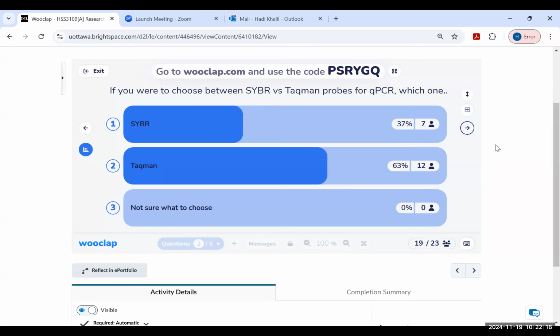Okay. So SYBR and TaqMan are both good. You have to evaluate if they are expensive. If you go to TaqMan, you have to also evaluate that TaqMan is more specific. So TaqMan is much better to go with if you have the money.